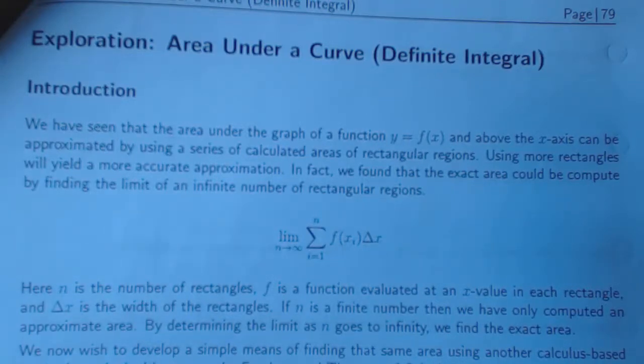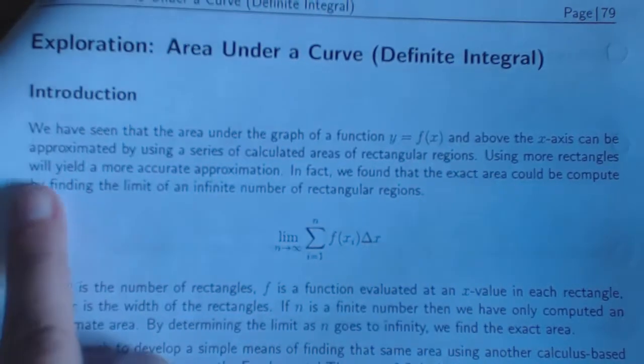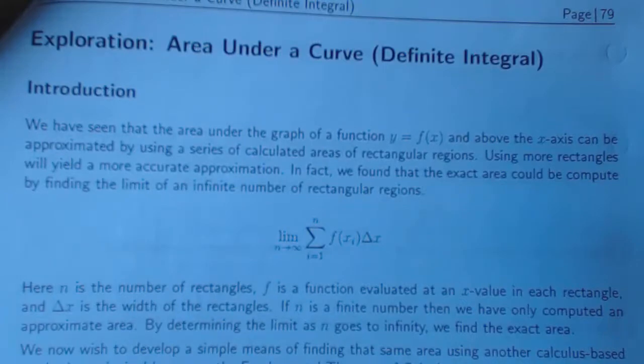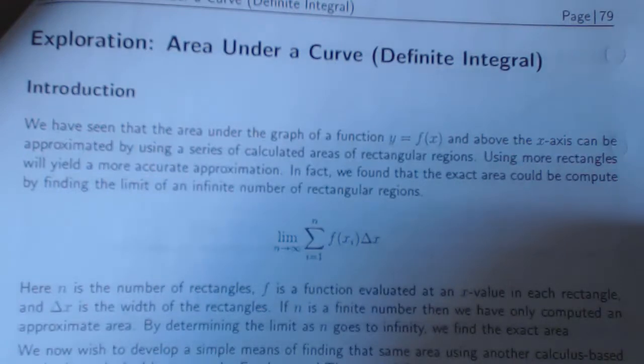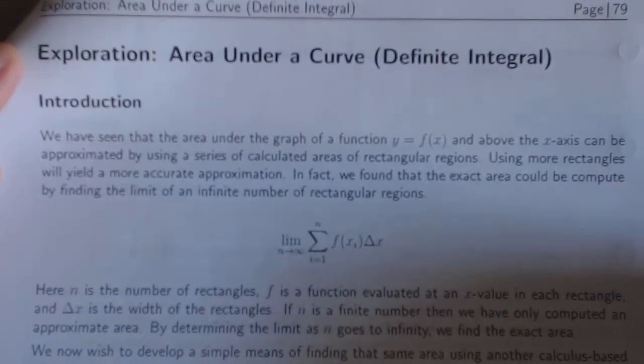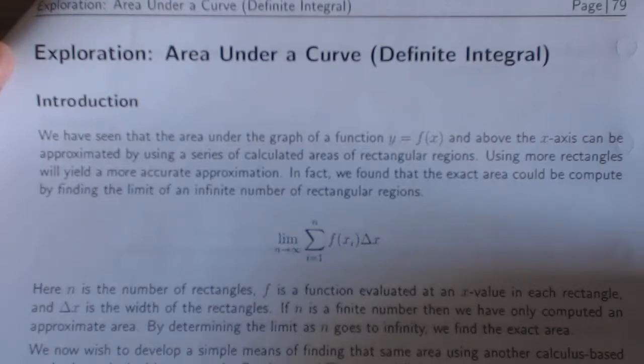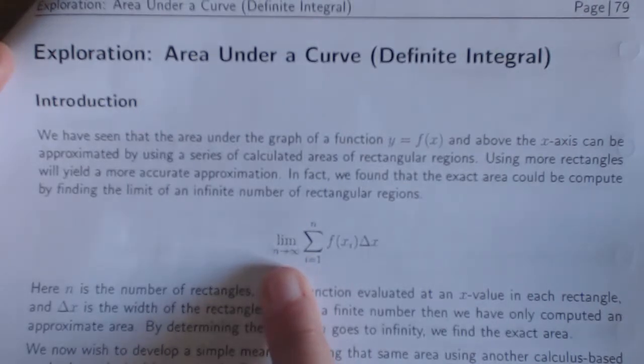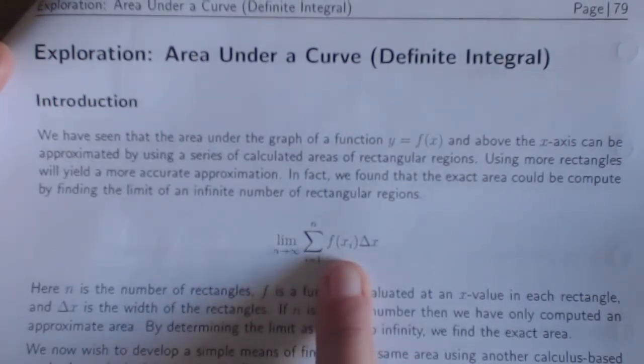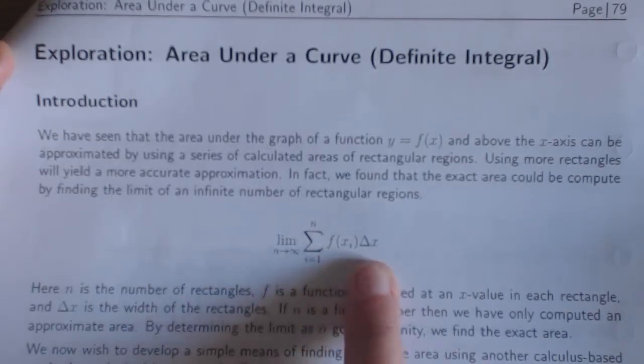Okay, I'm looking at the exploration on page 79 in the lab manual, and we've just done Riemann sums, so we have seen that the area under the graph of a function y equals f of x and above the x-axis can be approximated by using a series of calculated areas of rectangular regions. Using more rectangles yields a more accurate approximation. In fact, we found that the exact area could be computed by finding the limit of an infinite number of rectangular regions, and we know that f of x sub i is the height of each rectangle, delta x is the width of each rectangle.